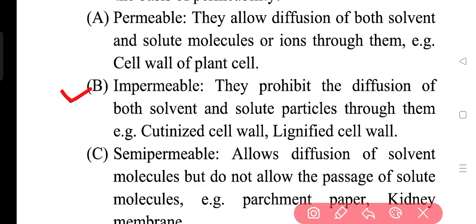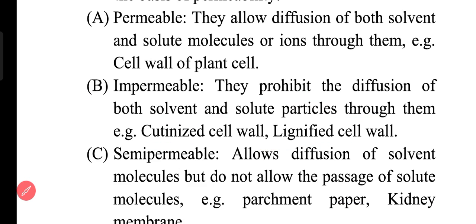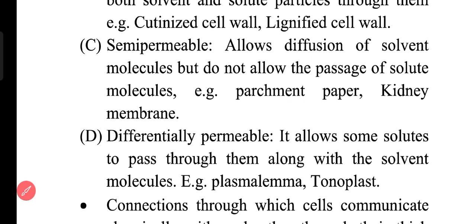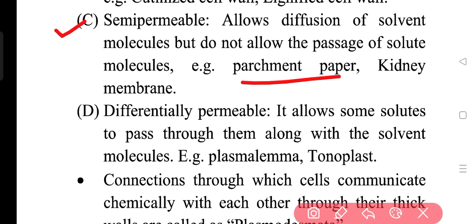Now the membrane which prohibits the diffusion of solvent and solute particles is called an impermeable membrane. Examples are the cutinized cell and the lignified cell wall. Then, what is semi-permeable? Those that allow diffusion of solvent molecules but do not allow the passage of solute. Only solvent can be exchanged. Examples are parenchymatous paper and kidney membrane.